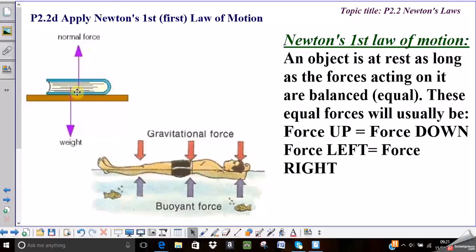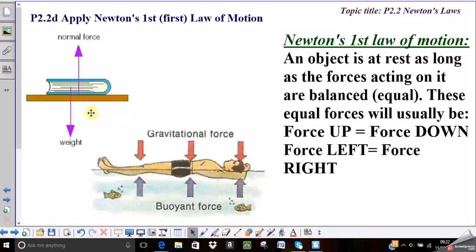We have a book that's sitting on a table, and we have a person that is lying on top of the water. In both situations, we see that these objects, the person and the book, are not moving anywhere. So this is a situation when these objects are at rest. Newton's first law of motion, the first part, states that an object is at rest, that means it's not moving, velocity is zero, speed is zero, as long as the forces acting on it are balanced, they're equal. These equal forces will usually be force up equals force down, and force left equals force right.